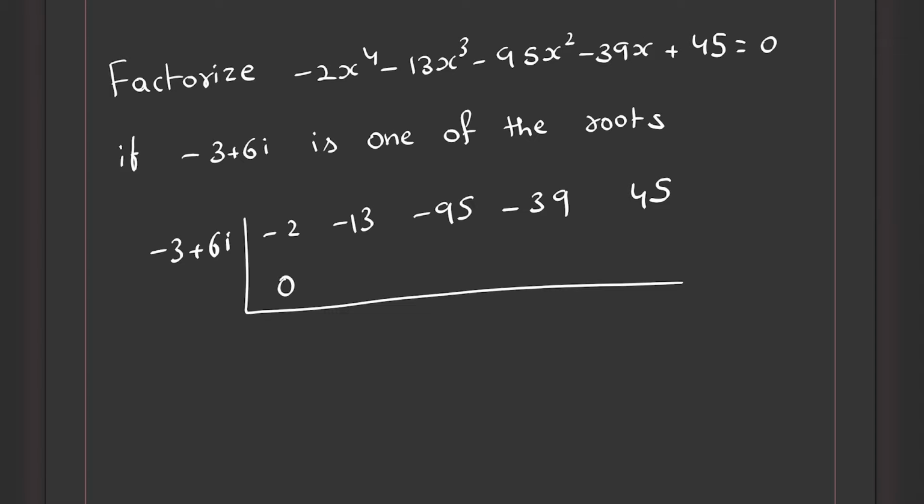Okay, so we start by writing 0 here. So minus 2 plus 0 is minus 2. Minus 3 plus 6i times negative 2. So we're going to multiply this with this, right? So minus 3 plus 6i times minus 2: minus 3 times minus 2 is positive 6, and 6i times minus 2 is minus 12i, right? Okay, minus 13 plus 6. Now we're going to add minus 13 and 6, so that is minus 7 and minus 12i.